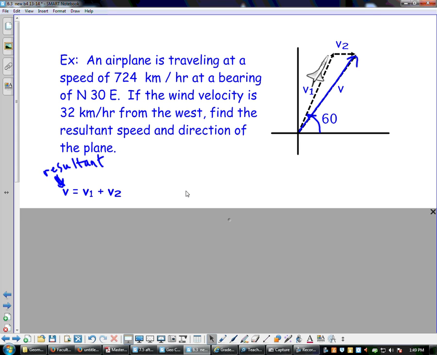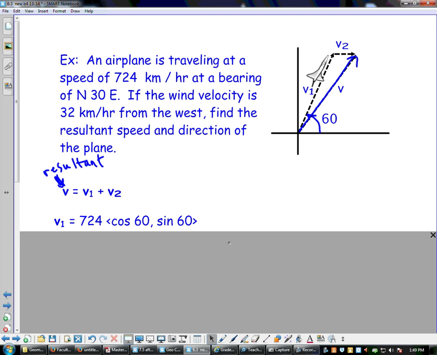All right, cool. So to get vector v1, it is going to be the magnitude, which is our speed, 724, times the vector that represents the angle that it's going, so cosine 60 degrees, sine 60 degrees. And I didn't talk about that, but if it's north 30 degrees east, here's north, 30 degrees east would put us right like this. So there's the plane, but in terms of its angle, we always have to describe this angle theta. This has got to be an angle with the positive side of the x-axis.